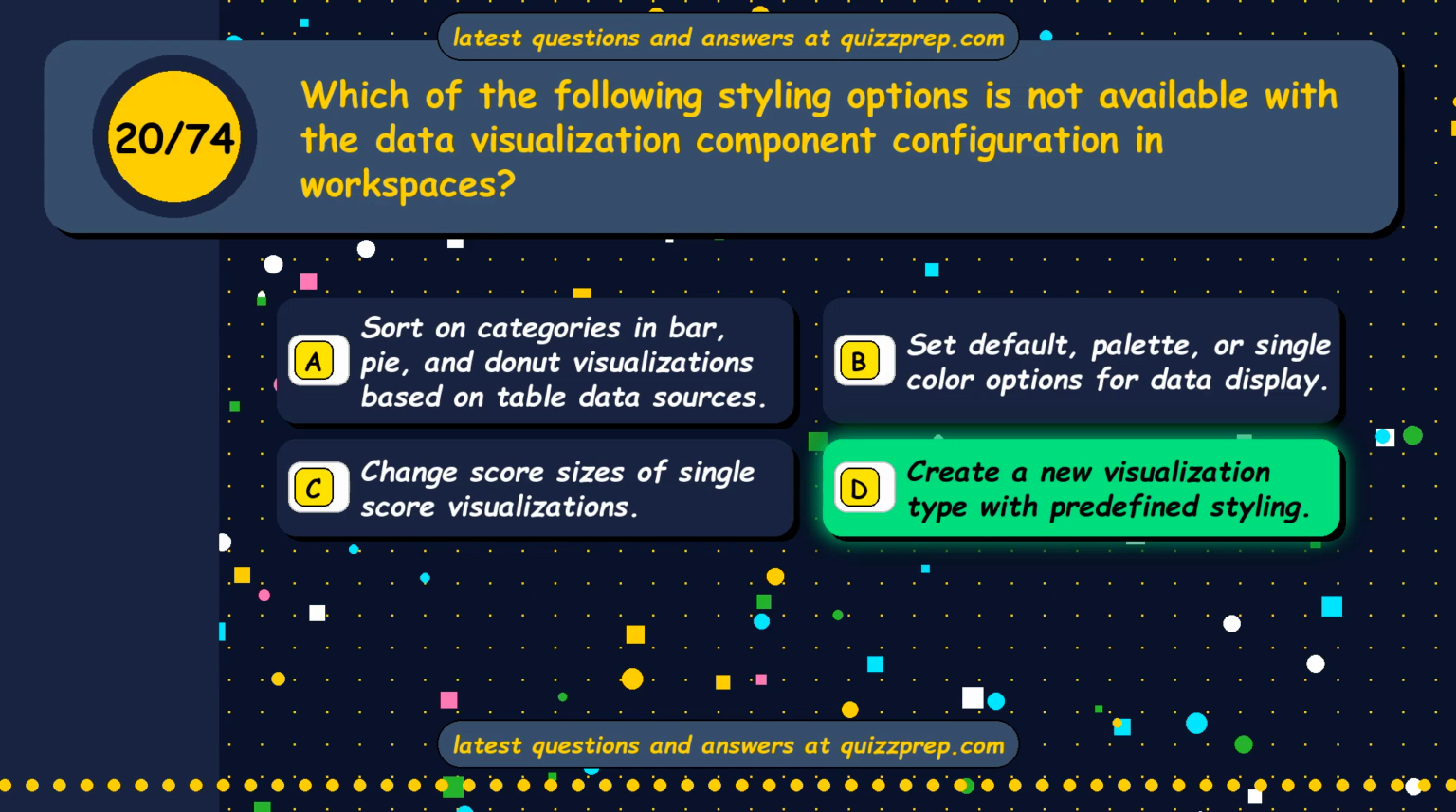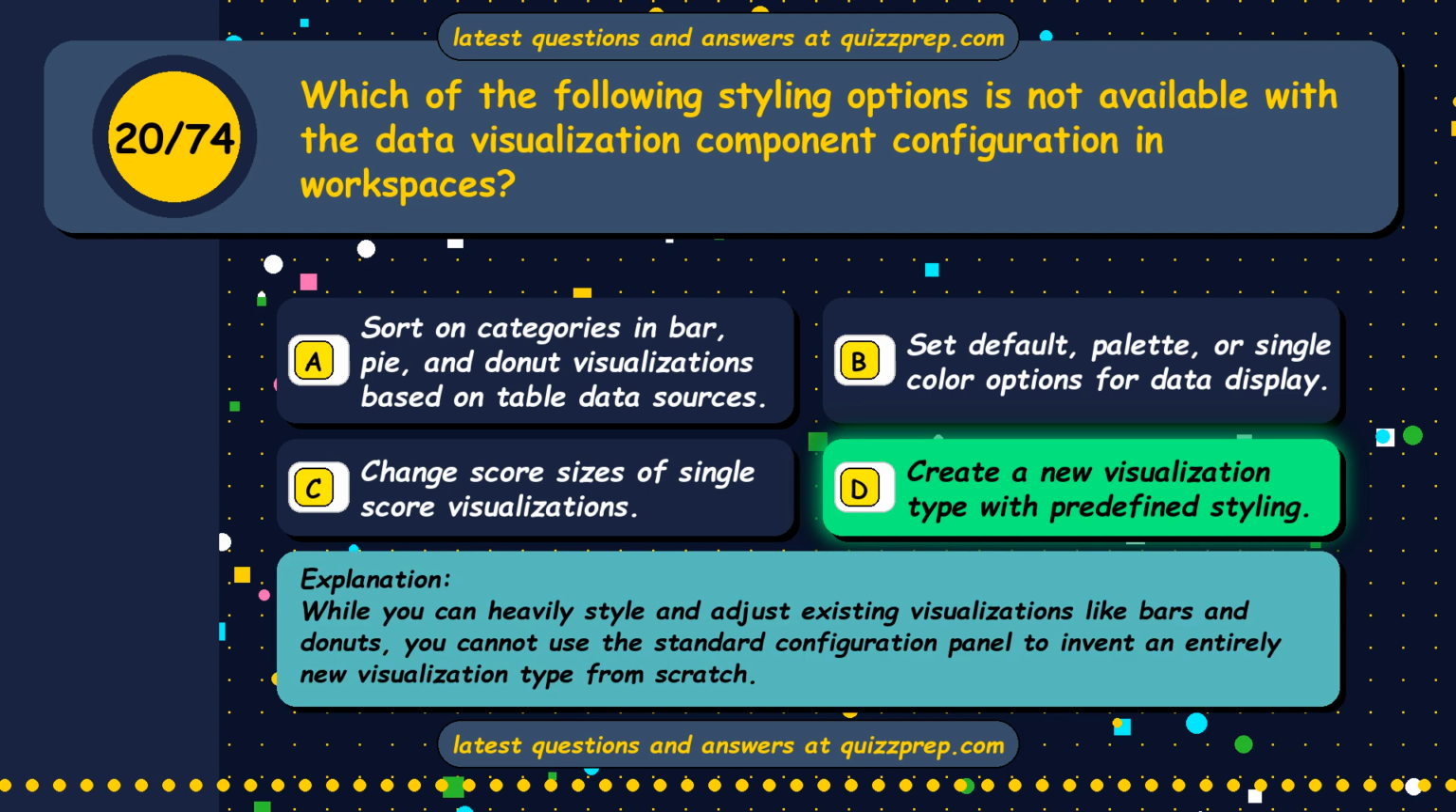The correct answer is option D. Create a new visualization type with predefined styling. While you can heavily style and adjust existing visualizations like bars and donuts, you cannot use the standard configuration panel to invent an entirely new visualization type from scratch.